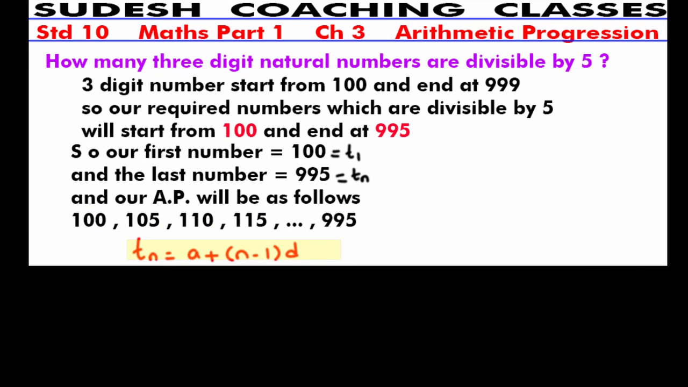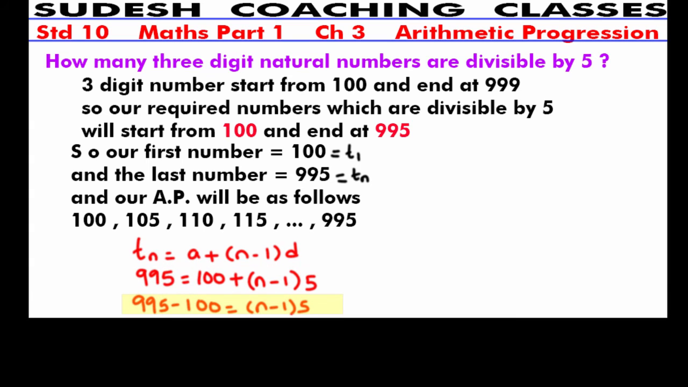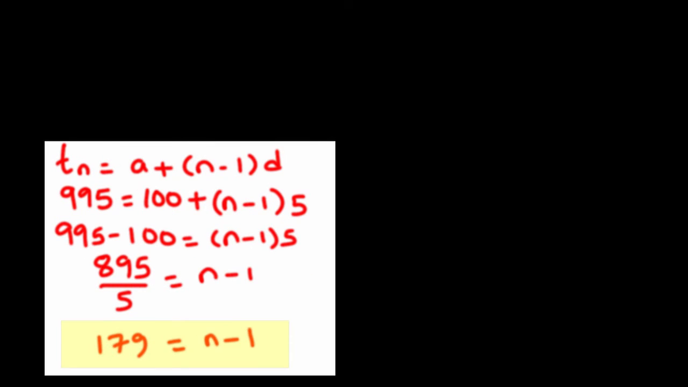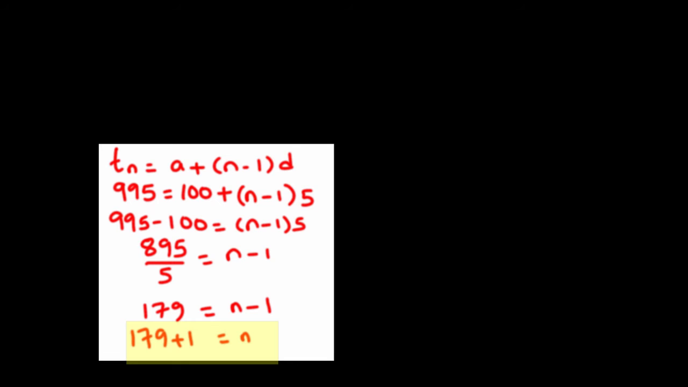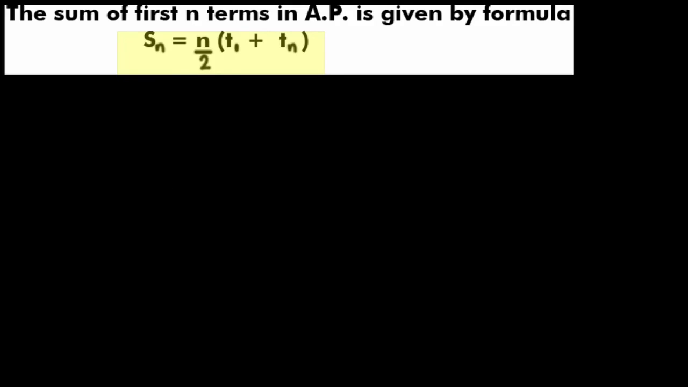Using the general formula Tn is equal to A plus n minus 1 into D, substituting 995 is equal to 100 plus n minus 1 into 5. 995 minus 100 will give us 895, while multiply by 5 goes over there, becomes divided by 5, which will give us 179 is equal to n minus 1. The minus 1 goes over there, becomes plus 1. 179 plus 1 will give us 180. So there are 180 terms.